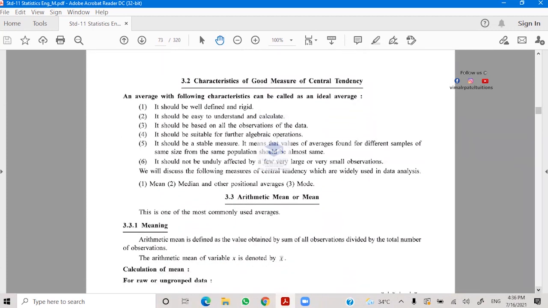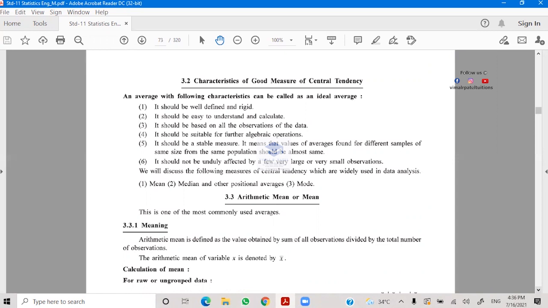Then characteristics of a good measure of central tendency. This can be asked in your theory. What are the characteristics of a good measure of central tendency, or what features are possessed by an ideal measure of central tendency? So it should be well defined and rigid. Its definition should be proper and its formula should be rigid. Means it should not be flexible. Every time the answer should be the same.